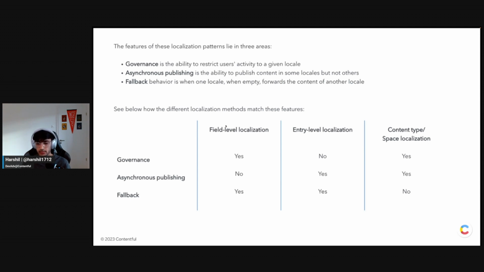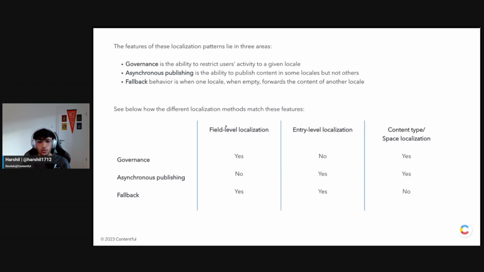And then there is the option of fallback. If you don't have information for that particular content in another locale, can you fall back to another locale? So those are the three important things that you need to consider when you look into localization.